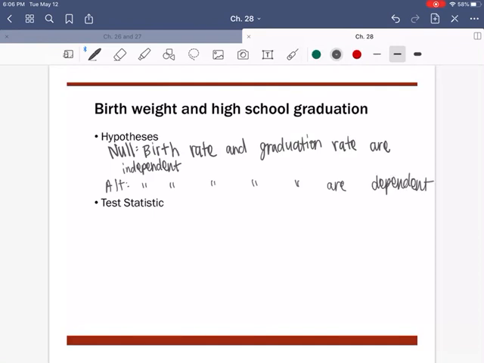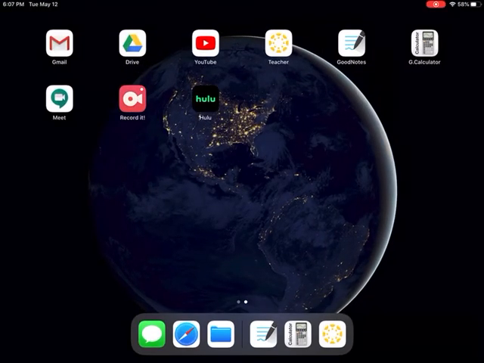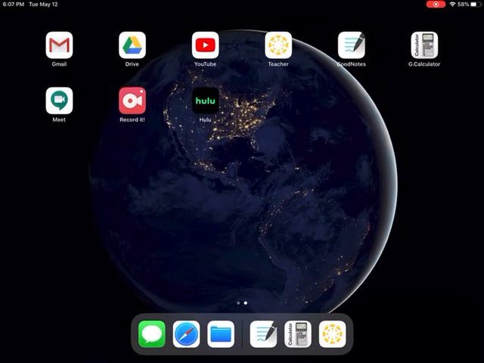So the alternative is the opposite. Birth weight and graduation rate are dependent. If you're born premature, you're not going to graduate on time, is essentially what that says. Okay, test statistic is chi-square because this is a test of independence. We're just going to use our calculator to do all the work for us.